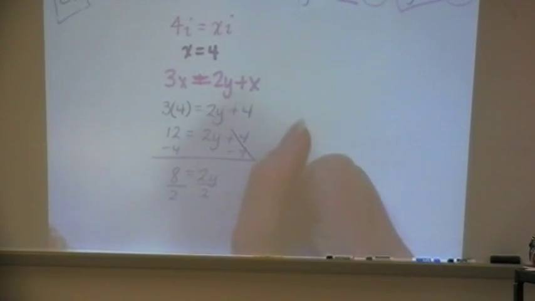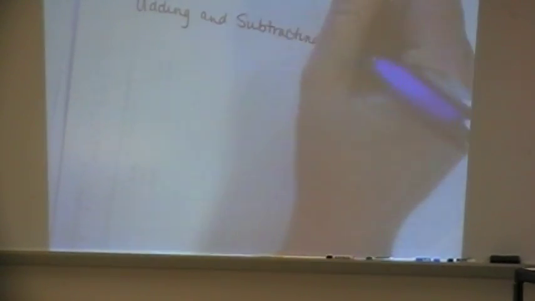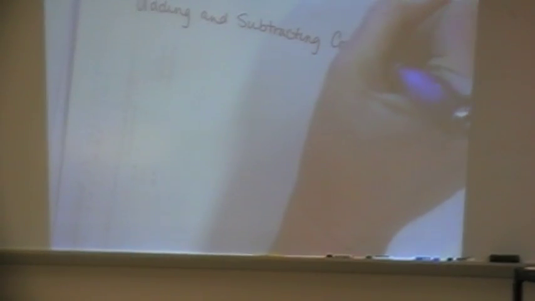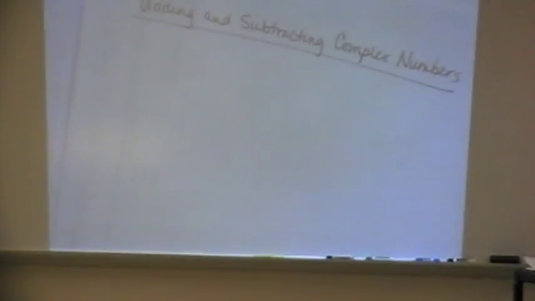It's 4. So in this case, both x and y were 4. That's just coincidence. It won't work out that way every time. Okay, yes, pretty simple. Okay, this next step is also very simple and stuff that you're familiar with. We're going to add and subtract complex numbers.